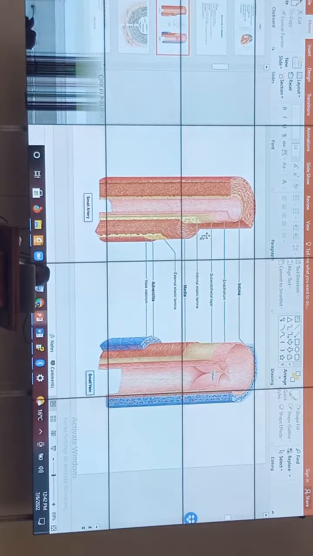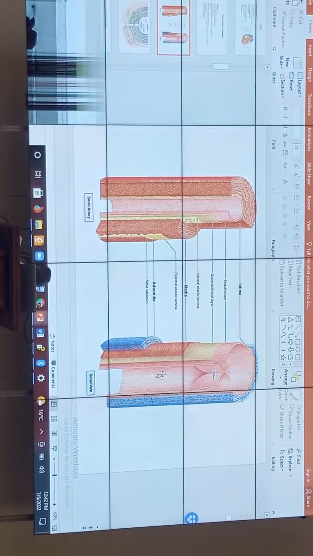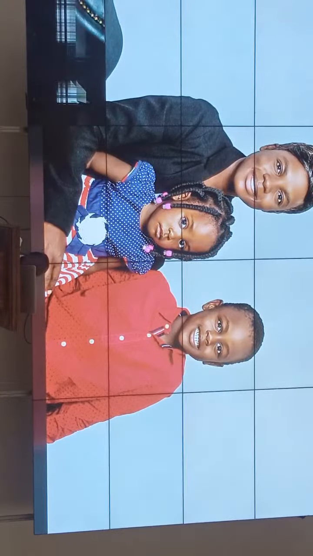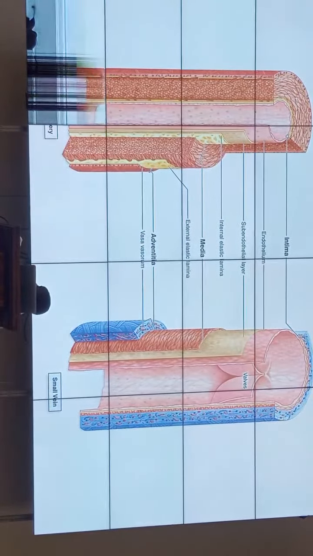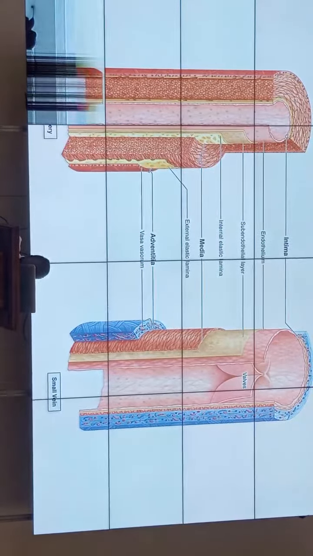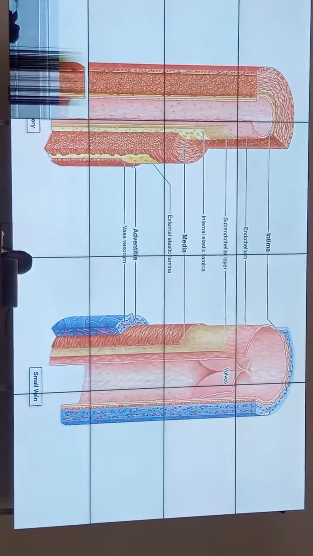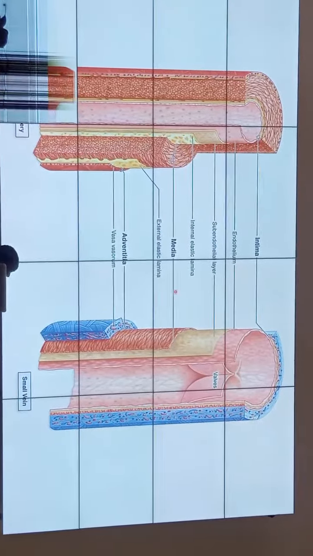But before I talk about arteries, I want us to look at what we've been talking about. I have two structures. I have an artery there, and I have a vein. An artery and a vein. All right, great. Can you see the slide? No. Can you see it now?